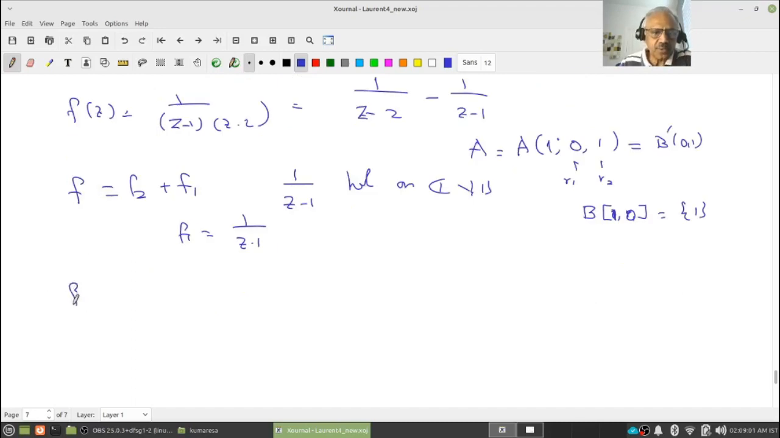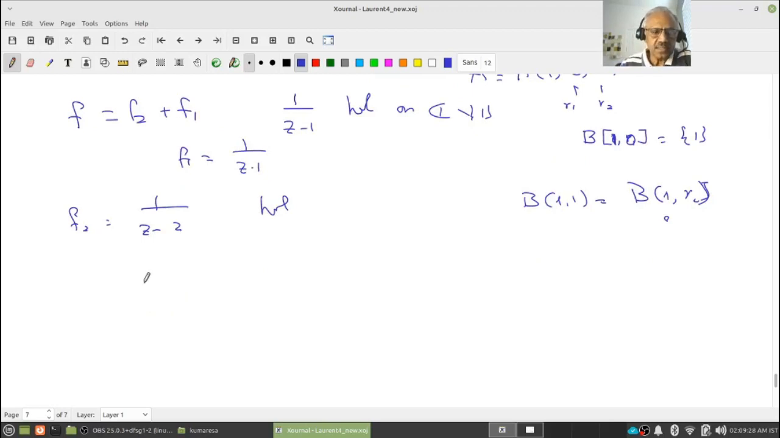Therefore f2 is necessarily 1 by z minus 2. And notice that this is holomorphic. It should be holomorphic where? In B(1, 1). 2 is outside this, therefore this is holomorphic in the disk. Okay, therefore that is a Laurent decomposition. Therefore f of z equals 1 by z minus 2 plus minus 1 by z minus 1. This is my f2, this is my f1.